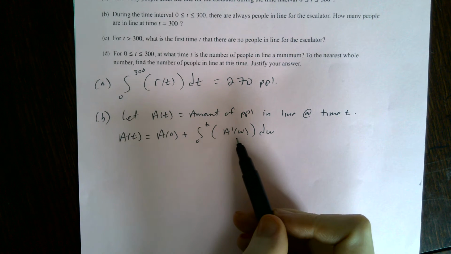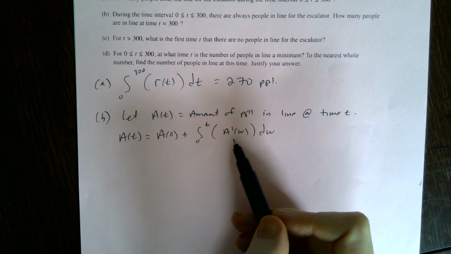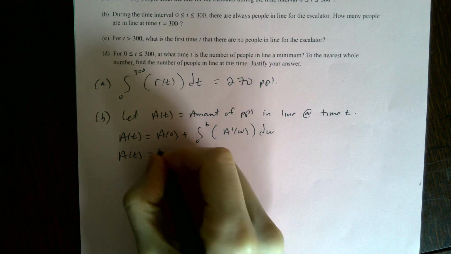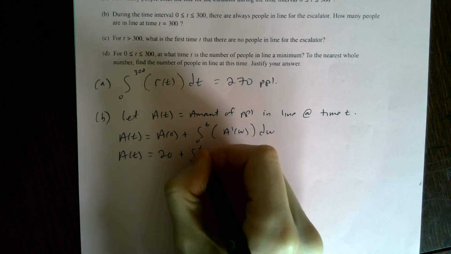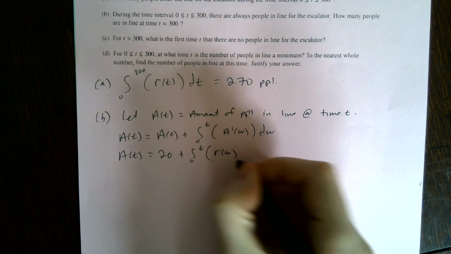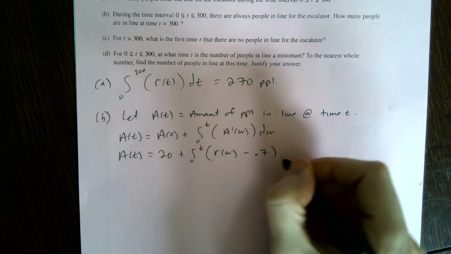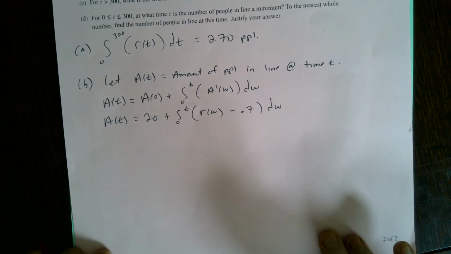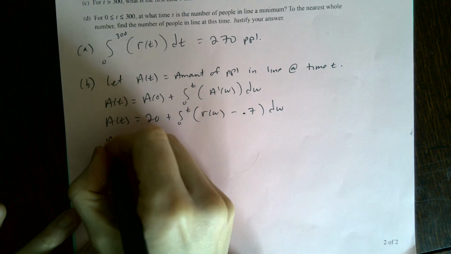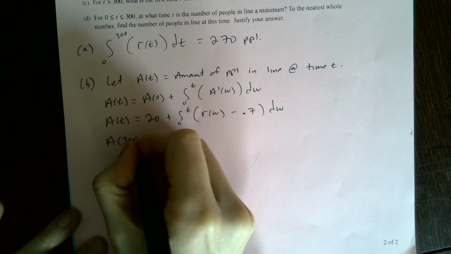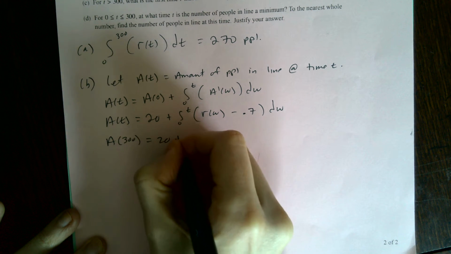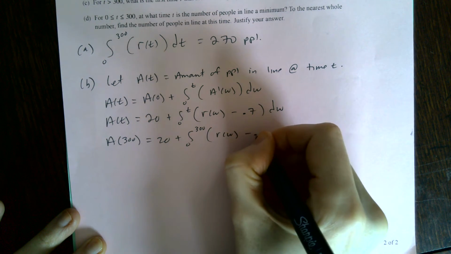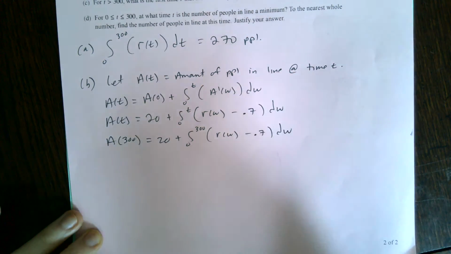Okay, but guys, what is A prime? A prime is the rate in minus the rate out. So A of t is equal to, this is 20, plus the integral from 0 to t. The rate in is r minus the rate out, which is constant. It's 0.7. Okay. And I want A of 300. 20 plus the integral from 0 to 300, r of w minus 0.7, dw.